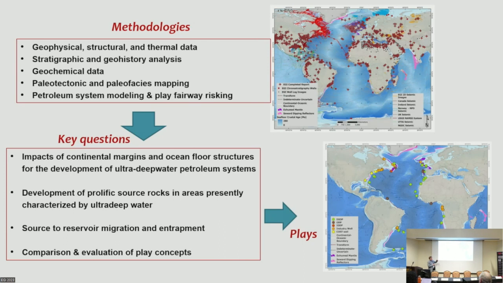What is the impact of continental margins and also the oceanic floor basement structure and thermal evolution on the development of source rocks, reservoir rocks, et cetera? Also source to reservoir migration. These are conventional fields, right? Not shale. So there's a migration factor. Where would the source have been? This is a very important question.